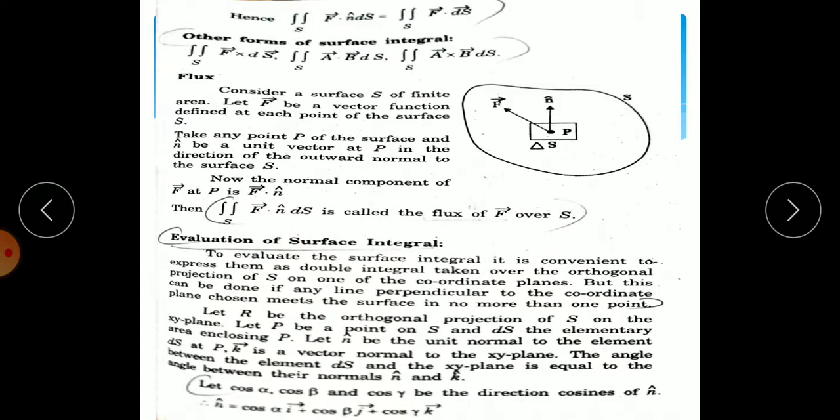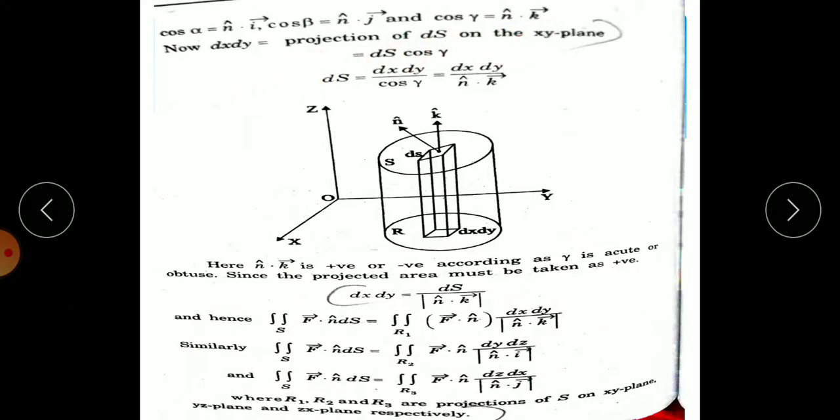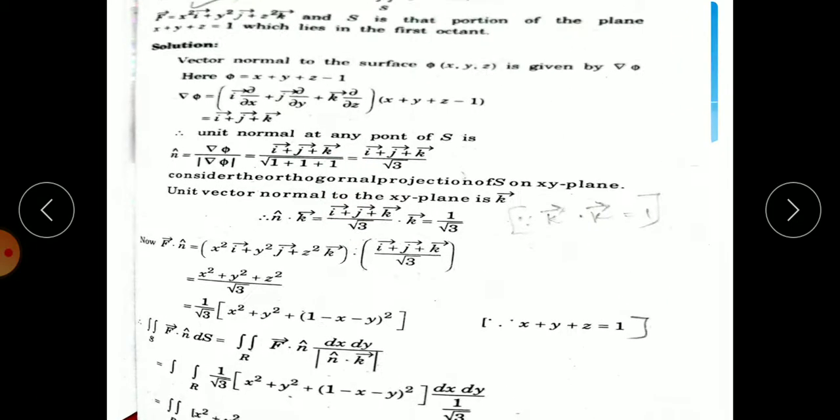Suppose for evaluation cos alpha, beta are given, then you have to use this notation only. Then dx dy equals dS divided by modulus of n cap dot k vector. So it can be in this format separately if you are doing the xy plane, yz plane, or zx plane. So let us see the first problem.